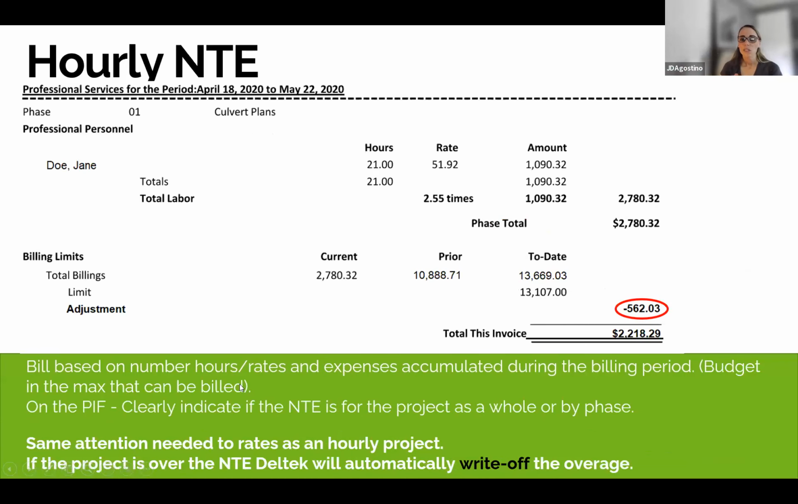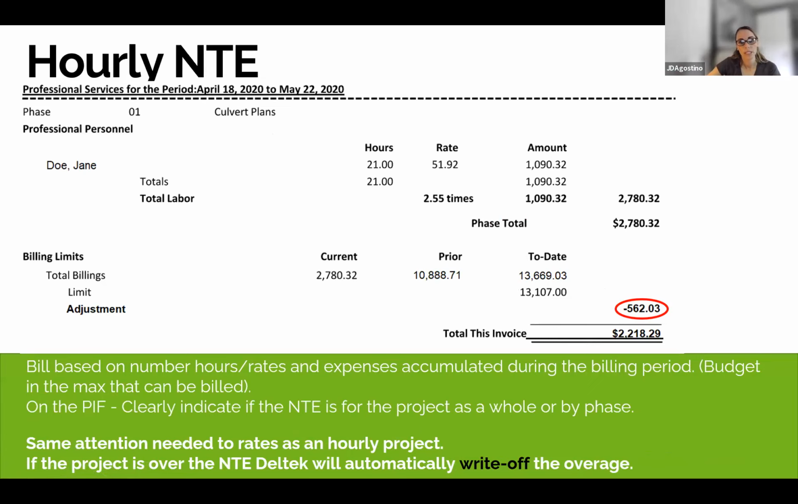All right, hourly not to exceed. Okay, so this is where you have a contract maximum. So this is billed based on the number of hours and expenses that accumulate during the billing period. The only difference here is that we have a limit on the project.